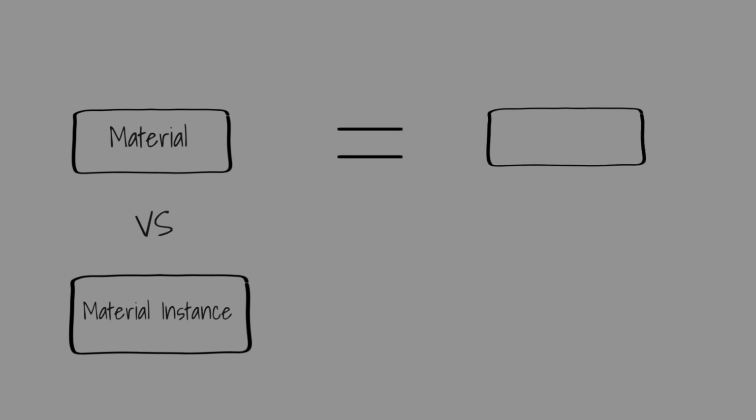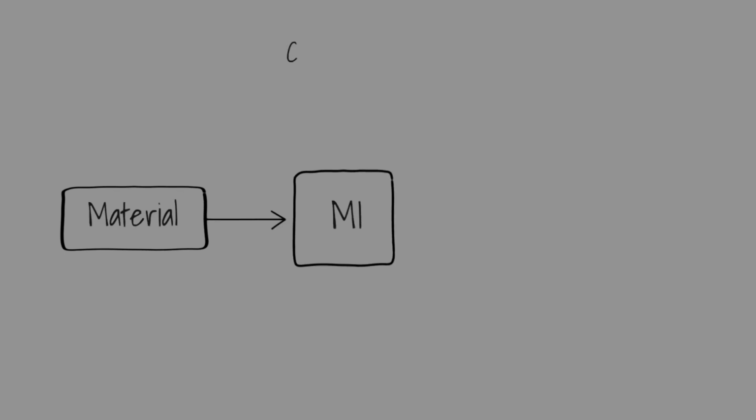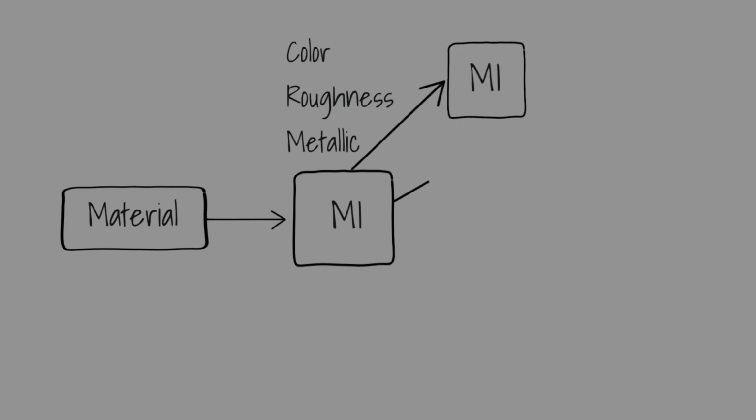Let's talk now about the difference between material and material instance. You can imagine it as the difference between server and client. So material does all the heavy lifting, while material instances are used to input different data to get different results. For example, inside material we created instructions to process and display color, roughness, and metallic. Now we can create material instances and tweak these parameters.